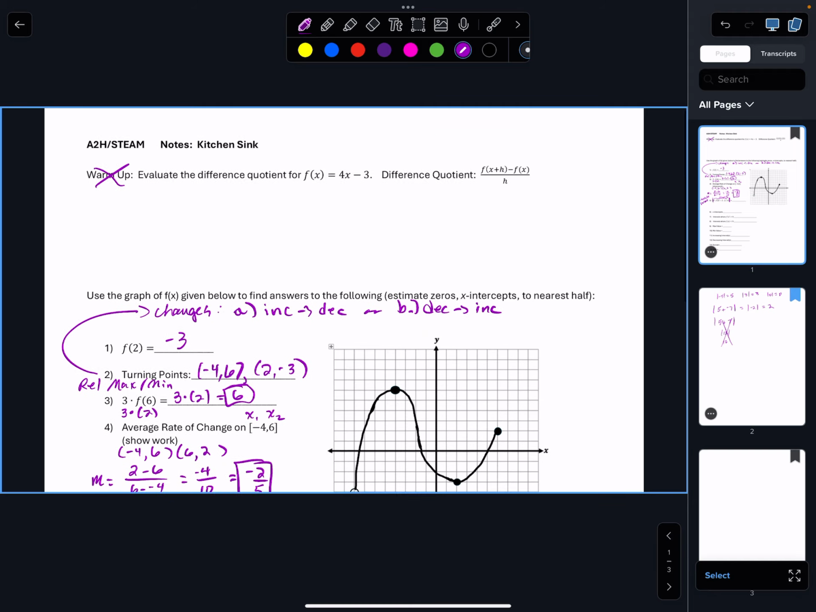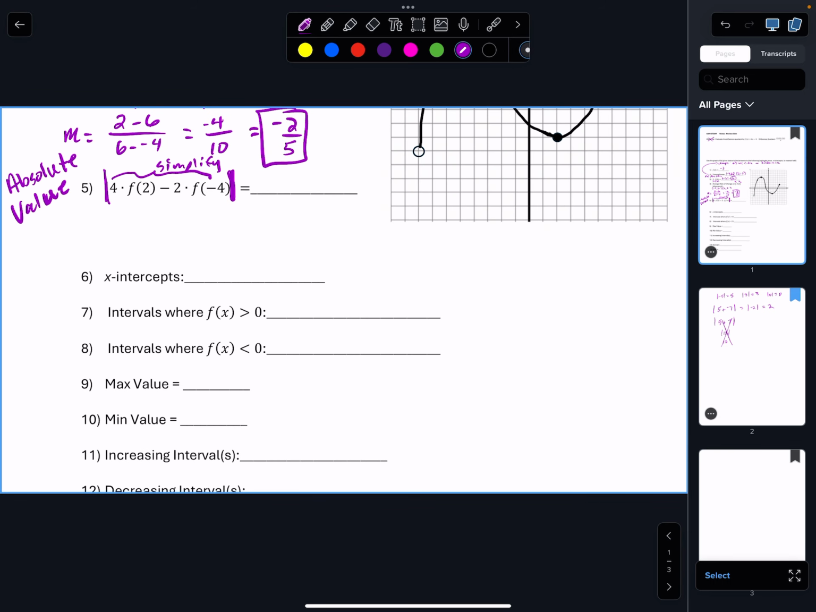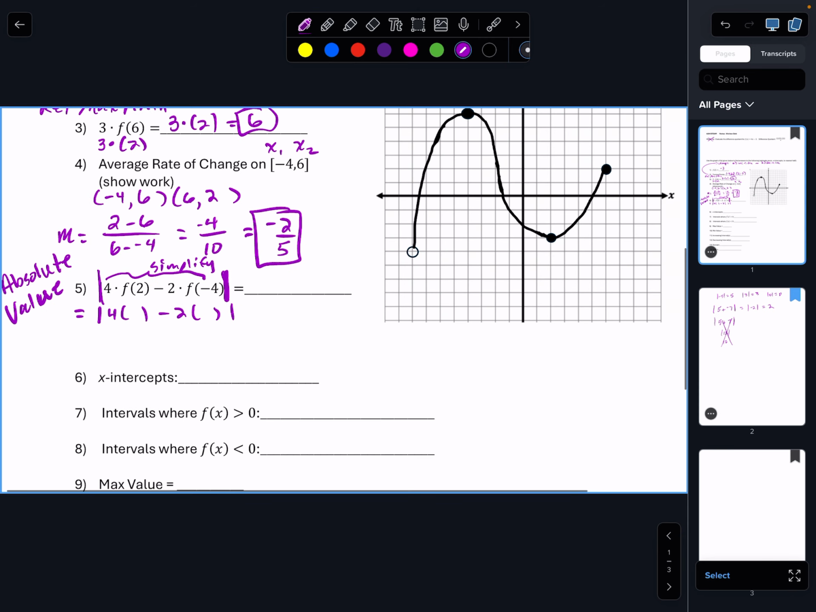So back on the front page, what I want to do is show what I get for f of 2, show what I get for f of negative 4, do the correct order of operations. So f of 2, again, we go to the right 2, down 3, the y coordinate there is negative 3. For f of negative 4, go to the left 4 and up 6, the y coordinate there is 6.